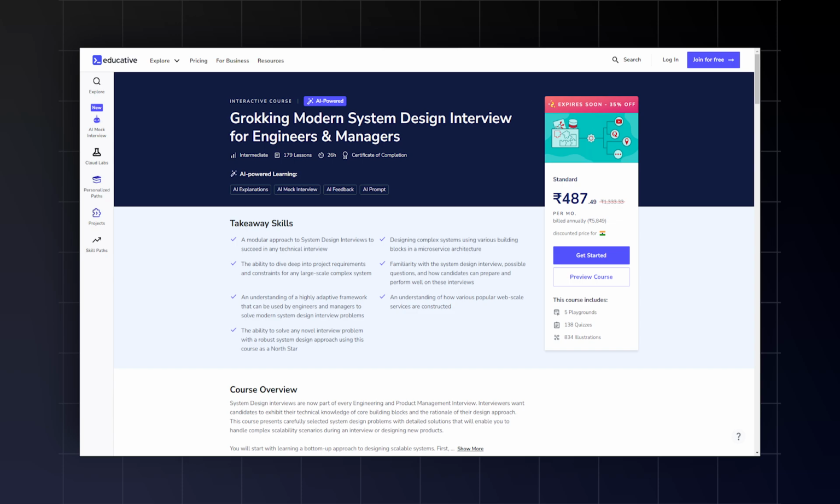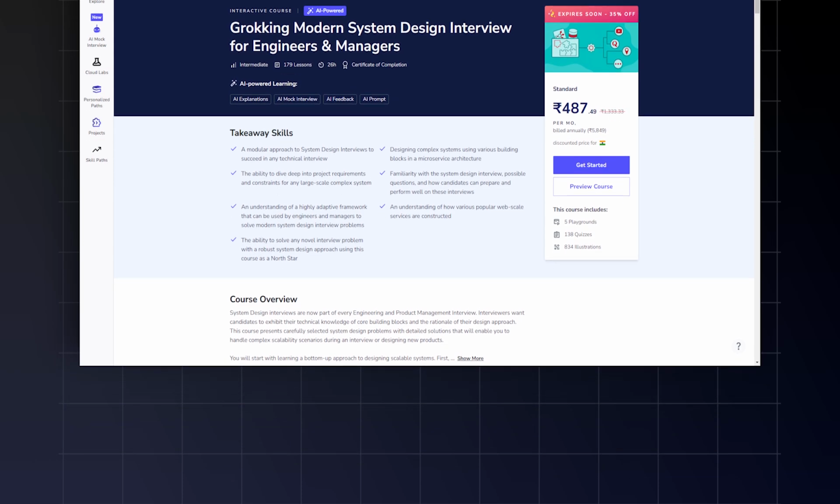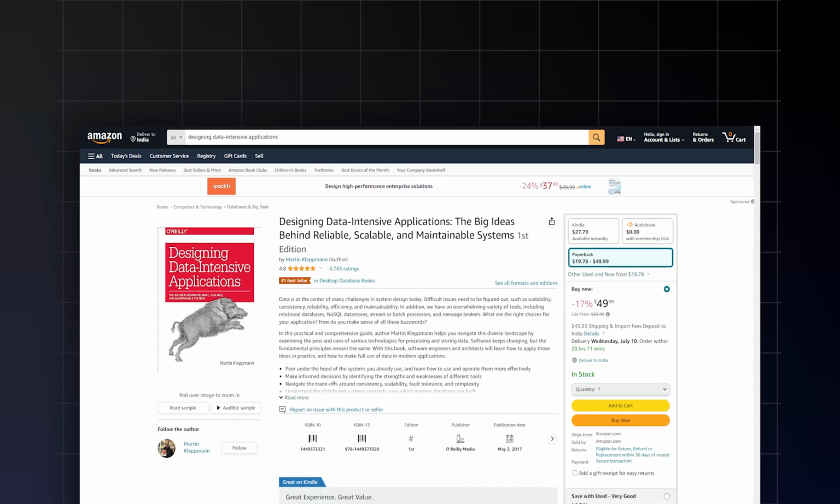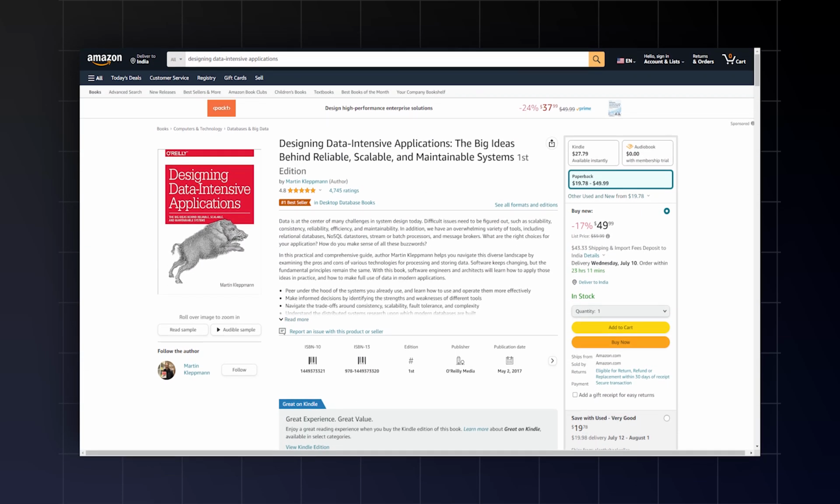A complete read-through of this and the system design interview should be enough to pass any system design interview. Finally, there's Designing Data-Intensive Applications. If you're further along in your software engineering career, this book is a must-read. It'll guide you on the basics of how to scale your web applications like Facebook or Netflix.